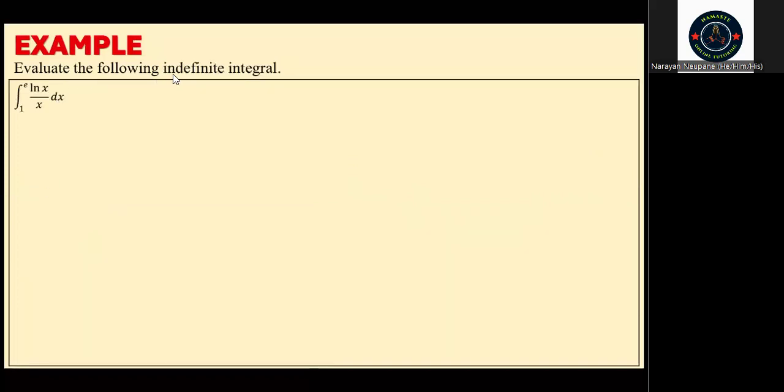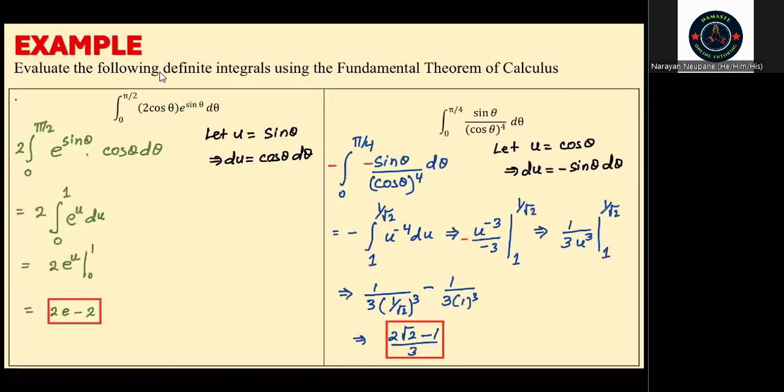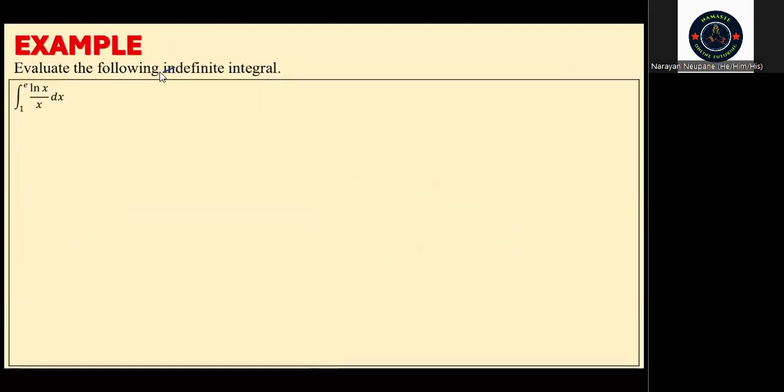So we have to evaluate the definite integral. I don't know why I wrote indefinite. Definite integral. These are all definite integrals. So evaluate the definite integral 1 up to e of this one. So you can see that if I want to rewrite this, I can write it as 1 up to e, natural log x, 1 over x in the denominator, then dx.